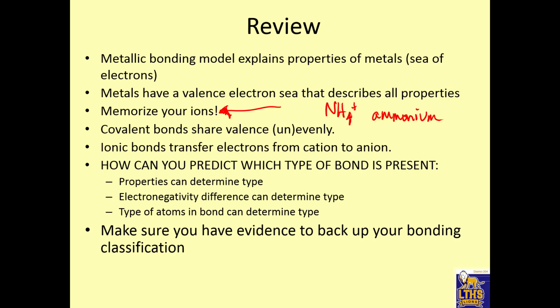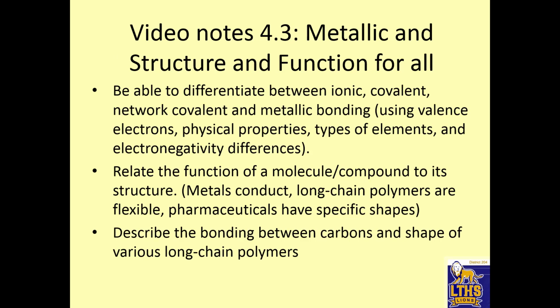Now, how can you tell what type of bond is present? You need to know the types of properties. You need to know electronegativity, and you need to know the atoms involved. So is it metals? Is it nonmetals? And then, if you decide what kind of bonding is present, make sure you have evidence to back up your choice. All right, read those sections, do this stuff, and we are through.